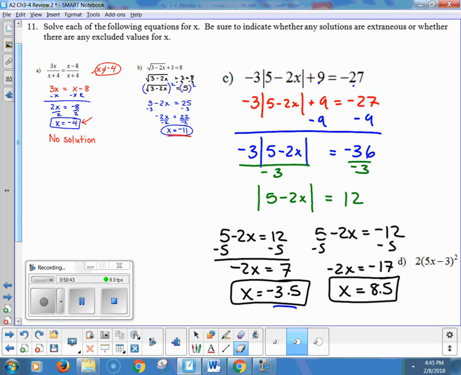And we could check 8.5. Whoops, bring that back. We could check 8.5. 5 minus 2 times 8.5 is negative 17. When I take the absolute value of that, I am going to get positive 12. So I know that both of these answers are good to go. They're going to stick around. Let's take a look at Part D.